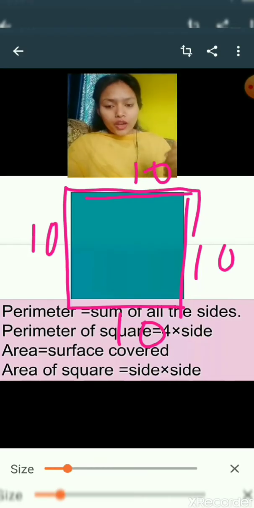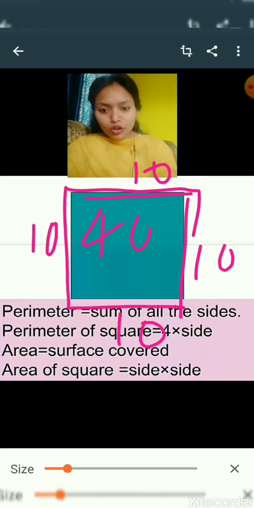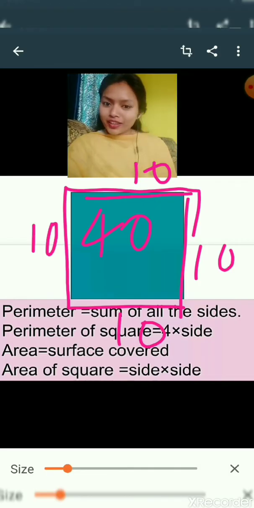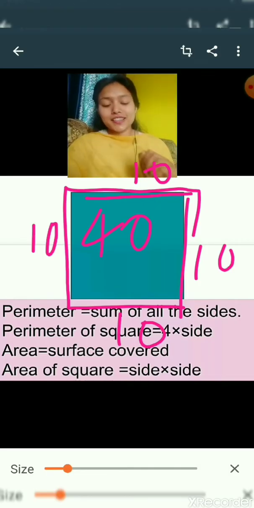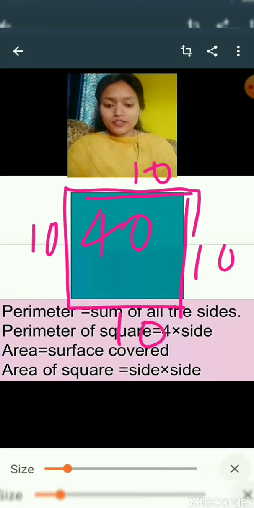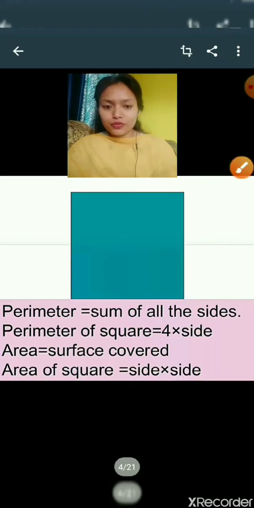So, if you have to find the perimeter for this square, what will you do? You have to do the sum, because perimeter is the sum of all the sides. So, 10 plus 10 plus 10 plus 10. It will be 40. So, the perimeter of this square will be 40. Is it easy? Similarly, you can find the perimeter of any figure like this.